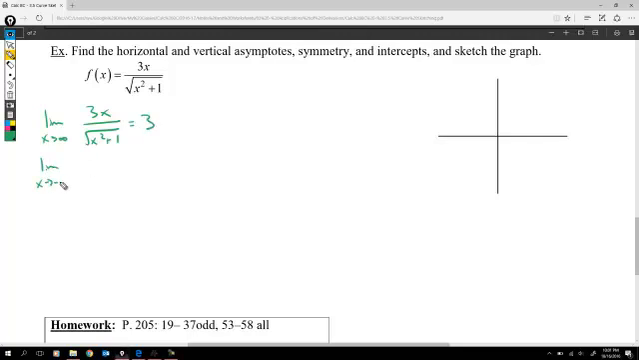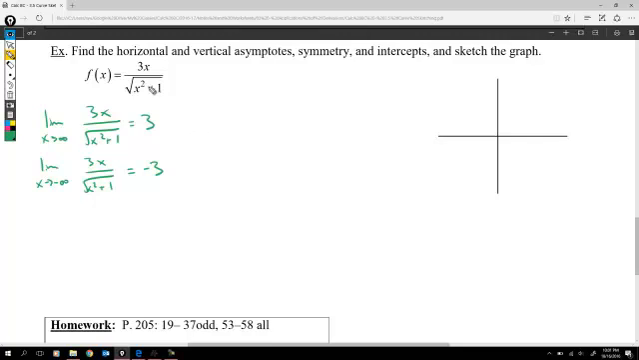When I take the limit as x approaches negative infinity of the same function, I have negative 3x on top, and then a negative number squared is going to be positive. So I have positive x on bottom, which gives me negative 3. All right, so here are my horizontal asymptotes.